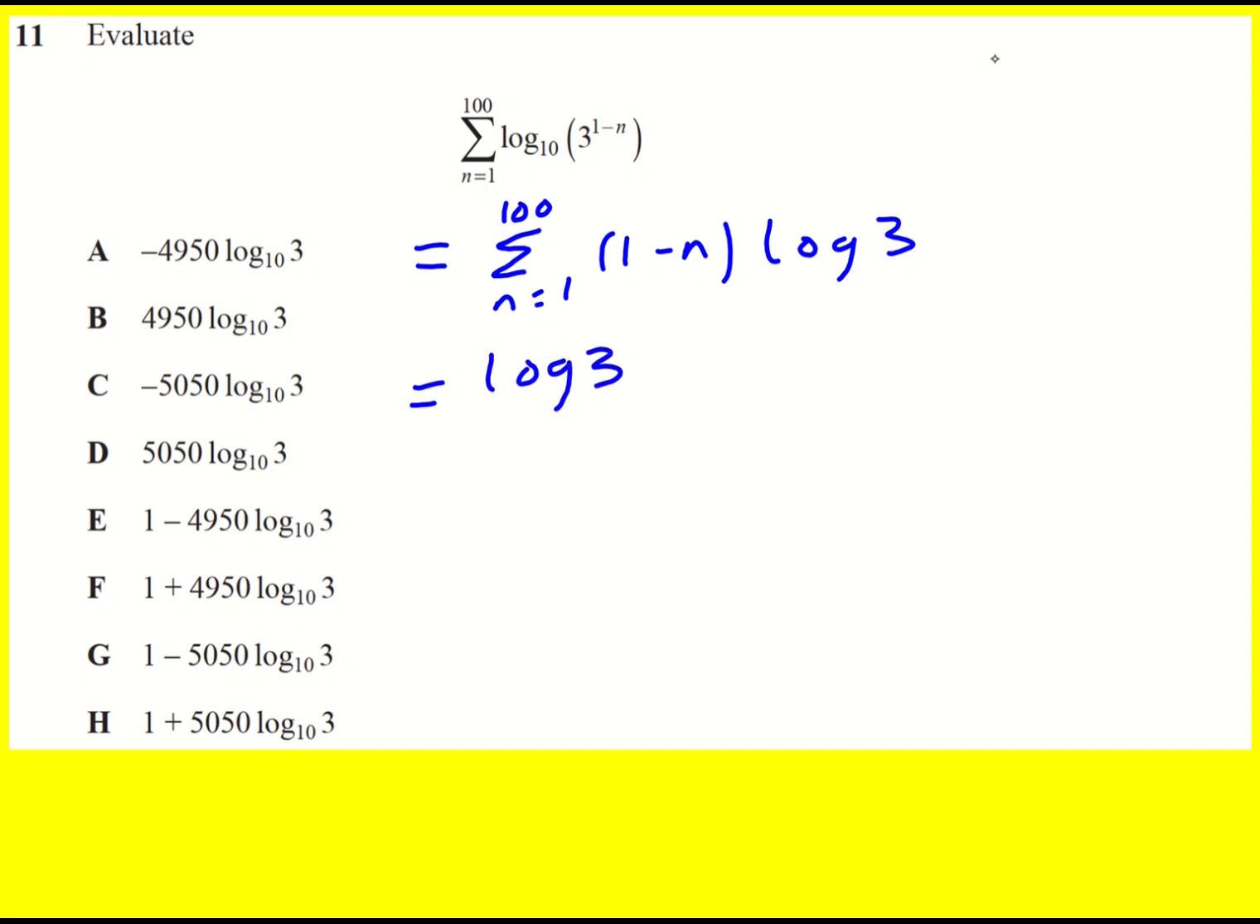If you have a summation and each time you're timesing by something, instead you can just add it all up and then times at the end. It's the same idea as when you factorize. So log 3 times the sum of 1 minus n, n equals 1 to 100.